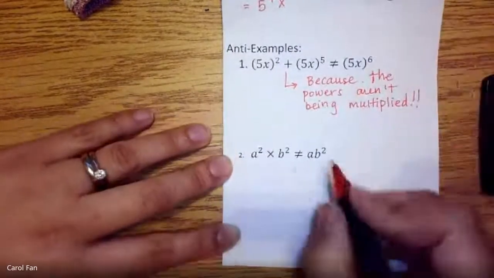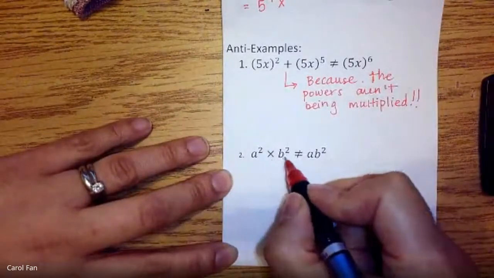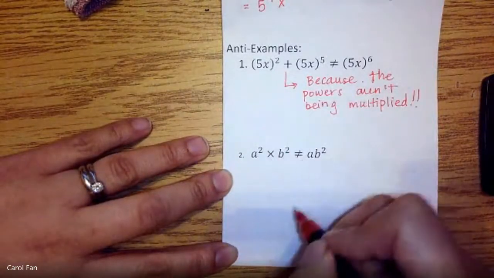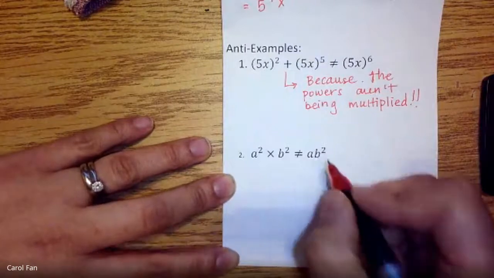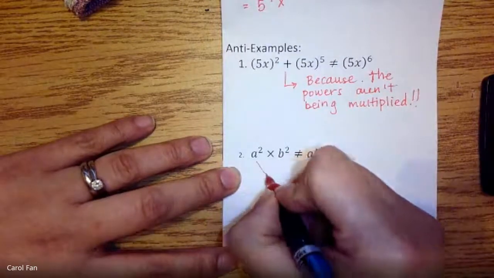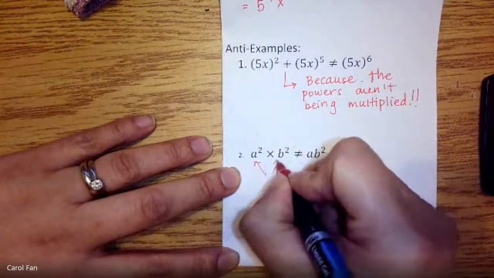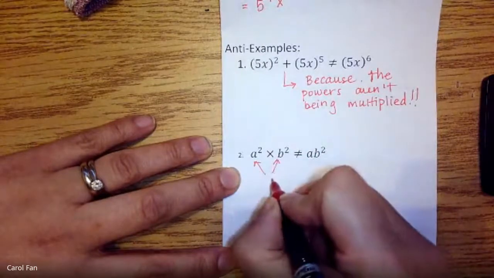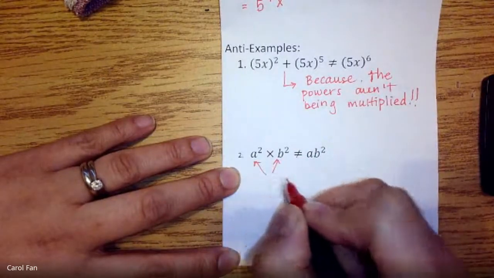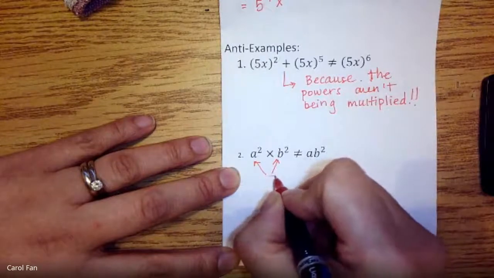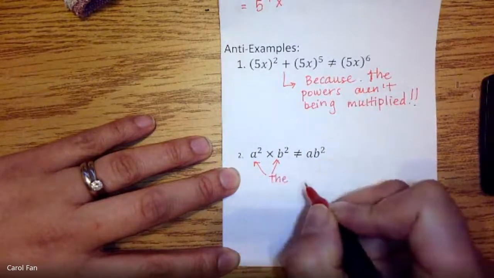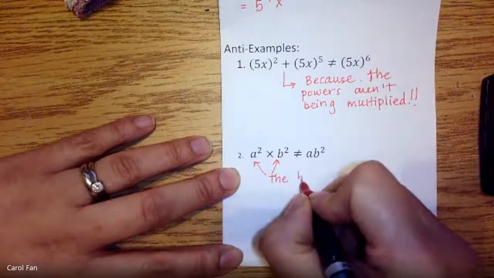Another anti-example would be a squared times b squared is not equal to (ab) squared. Why is that not the case? Well, we've got two exponents here, two bases. The bases are not the same, so we cannot add the exponents.